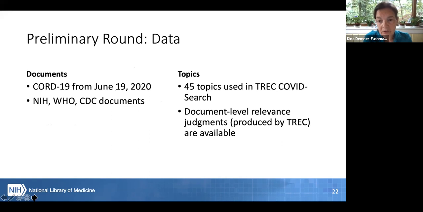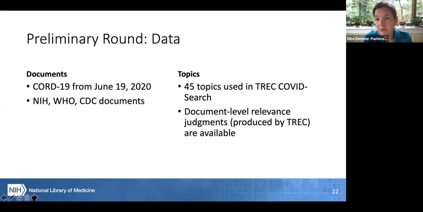So the preliminary round, we viewed it as, honestly, producing training data for the main evaluation. We recycled one of the, I believe it's the 5th round COVID-19 collection. We also added the documents that we have in our consumer health question answering system that we crawl from the NIH websites and CDC. We also added the World Health Organization data to the mix. We again recycled the TREC COVID topics.